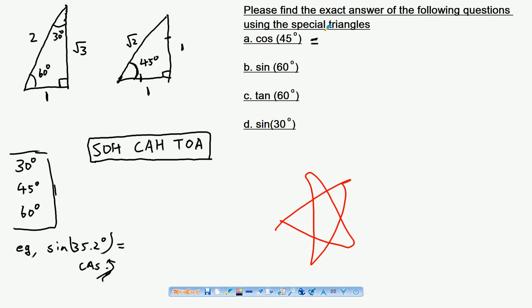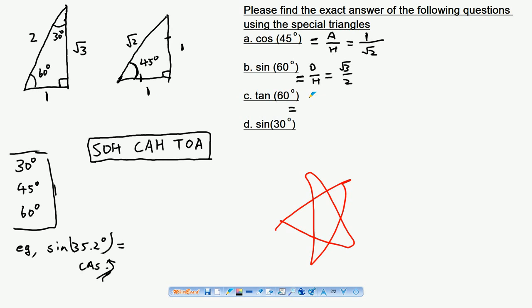Cos is adjacent on hypotenuse. We find the 45-degree angle. The adjacent is 1, which is the one beside the angle, and the hypotenuse is the longest line, which is square root of 2. And in your question B, we find 60 degrees, and sine is opposite on hypotenuse, which is square root of 3 on 2.